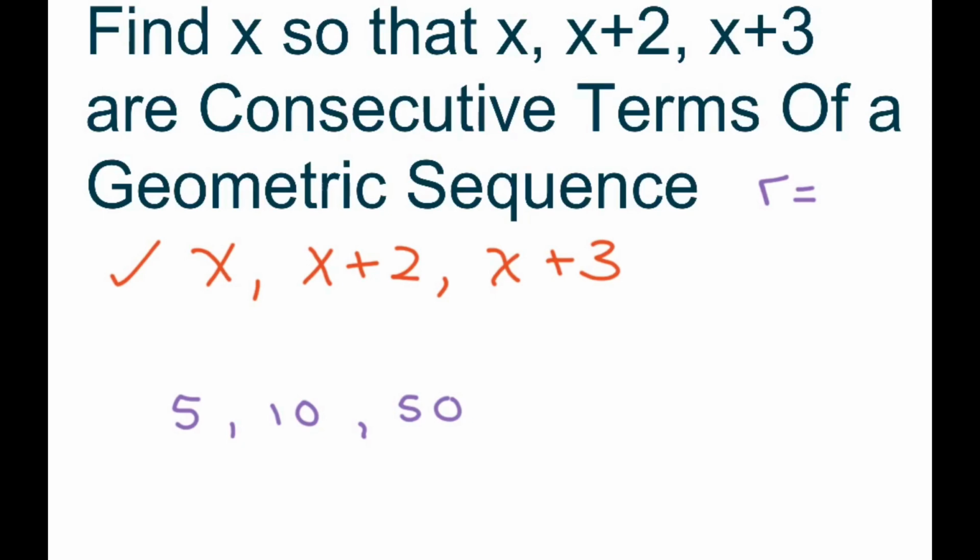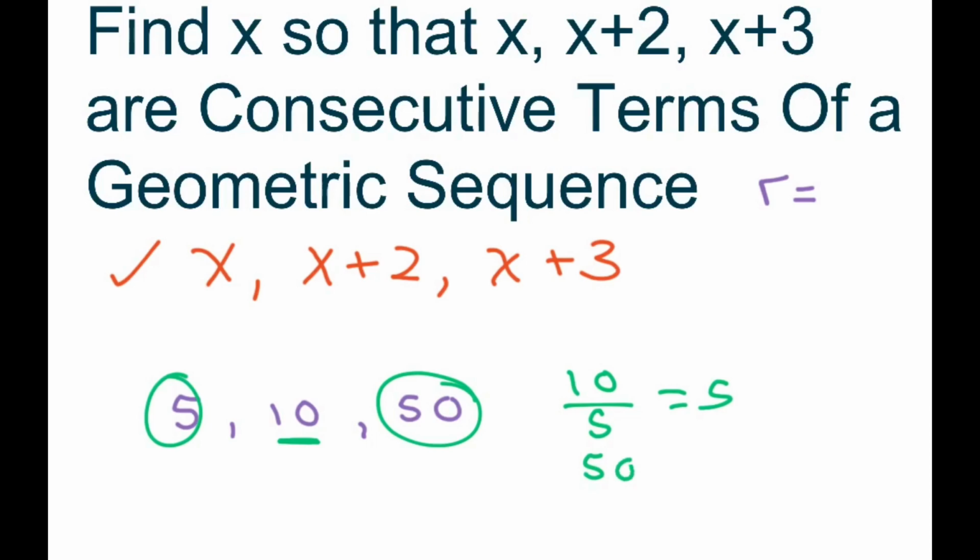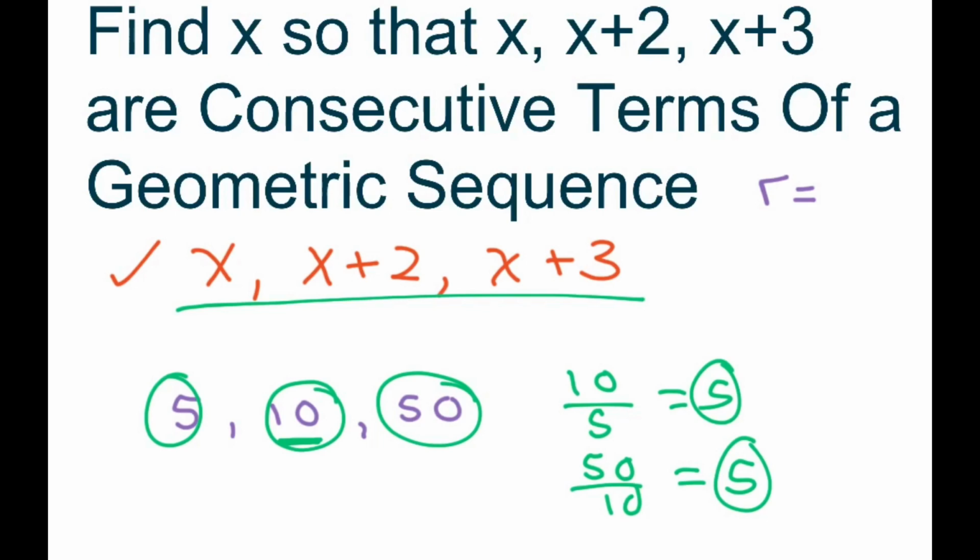But the way you really get it, especially in more complicated ones, is you take your current term, divide it by your previous term, and that gives you your common ratio. Or we could take this term, 50, divide it by our previous term, 10, and that gives you 5. So that would be your common ratio. That's what we're going to do with these, but they have variables.